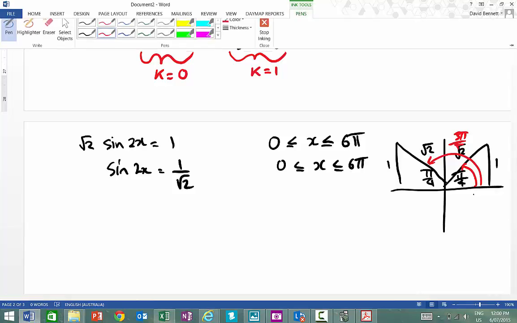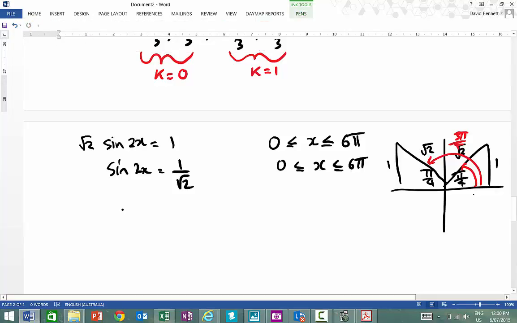So when we start doing this, it's essentially the same process. 2x is equal to pi on 4, or it's going to be 3 pi on 4.